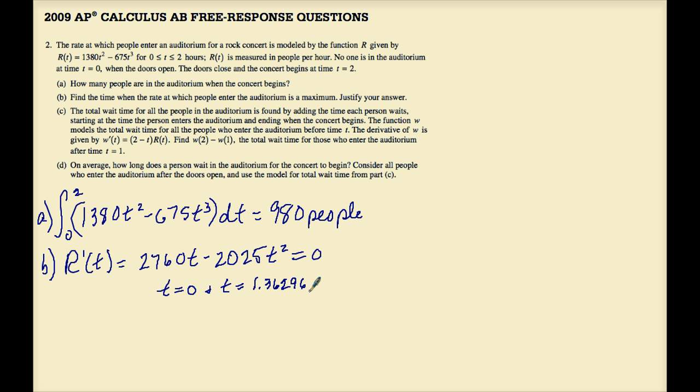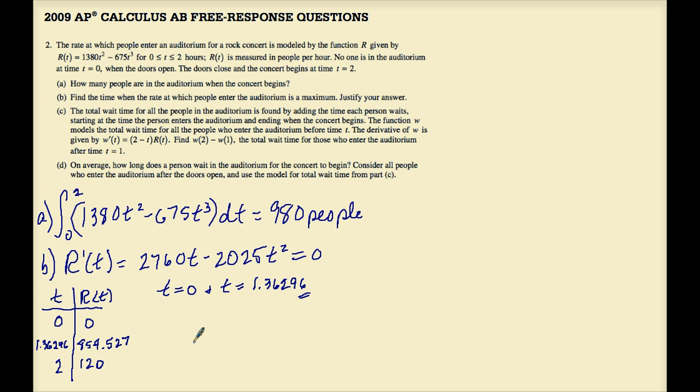1.36296 hours. So the time at which the rate was a maximum could have been at the endpoints of the interval, 0 or 2, or at this critical number, 1.36296. We'll need to see what the rate is at each of these times to see when the maximum occurred. So at time 0, the rate was 0. At time 1.36296, the rate was 854.527. And at time 2, the rate was 120.